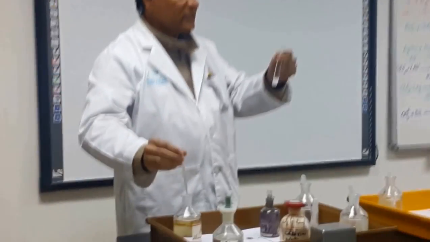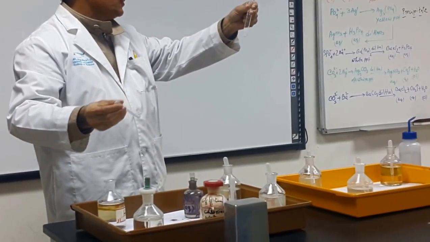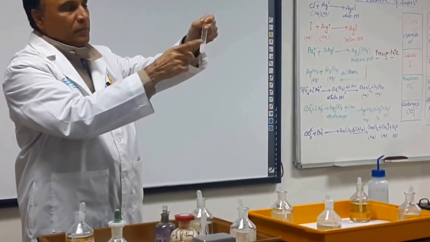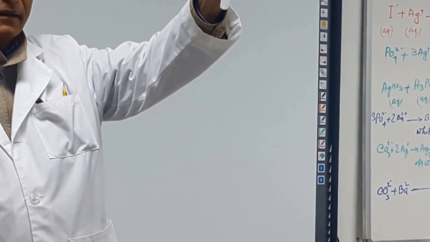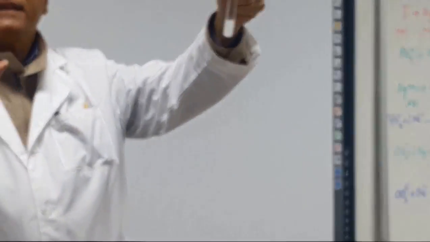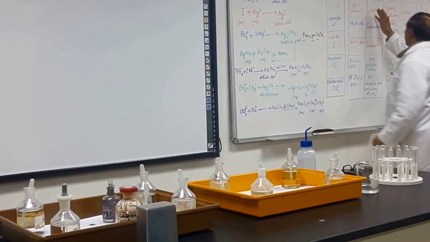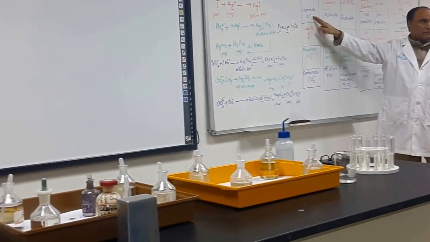Look over here. I take this one, and from the top, the same way you will do. 15 to 20 drops, and I shake it, and the precipitate does not dissolve. Insoluble. Is that right? Yes. 1 test is complete. I put it on one side. Now I will do test number 2 with the chloride.